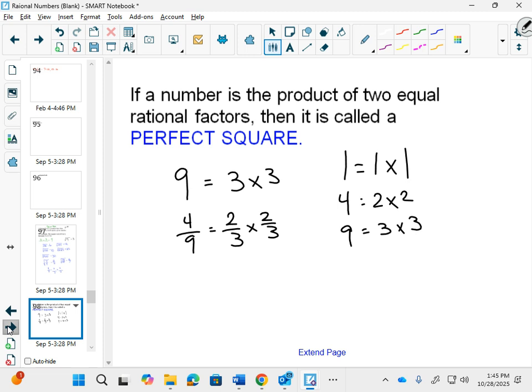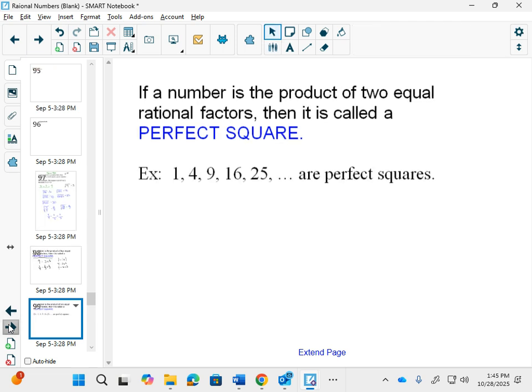25. No, 25 is the fifth one. 16 is the fourth one. 25 is the fifth one. Does anyone know what the sixth one is? 36. Then the seventh one? 49. So those are called perfect squares. And the reason they're called perfect squares, here's the list of them.